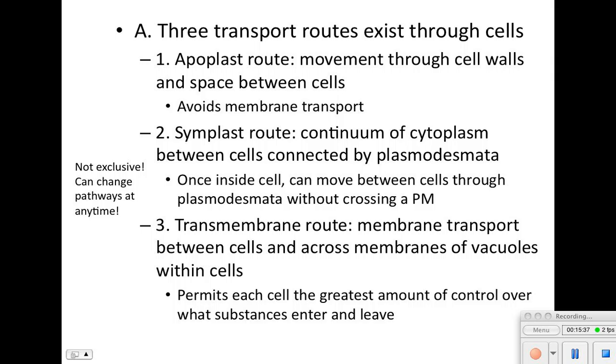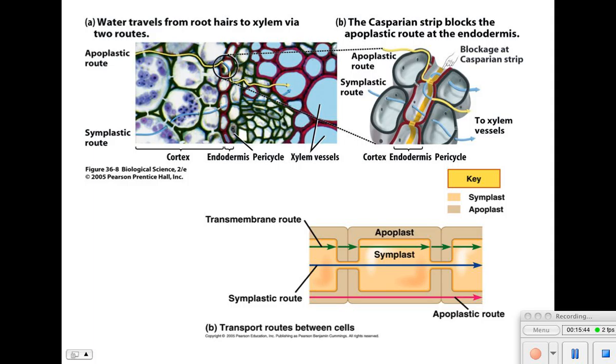Is this all cells, like plant and animals? This is plant. This is plant. That's a bold prediction.